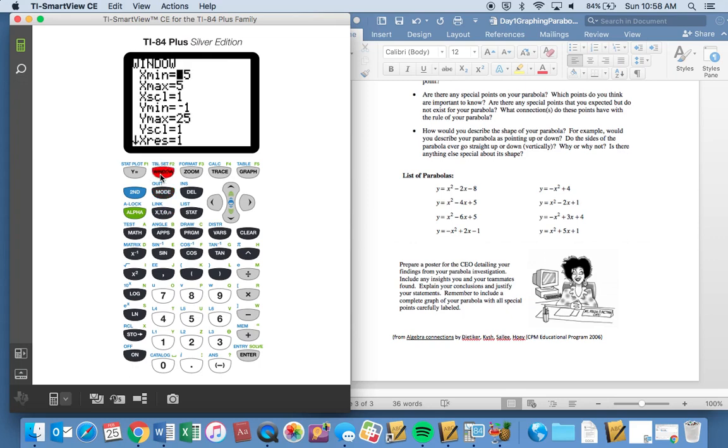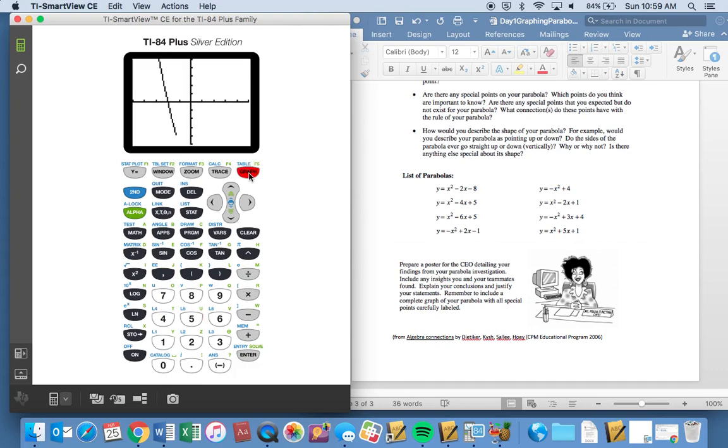For the window, I don't really know what I'm going to be needing because I don't know what this is going to look like. And I didn't give you a table, so I think I'll stick with x going between -5 and 5. And I'm going to make y min, I'm going to do -5 to 5. Again, I might have to change this. And now let's just look at what the graph looks like.